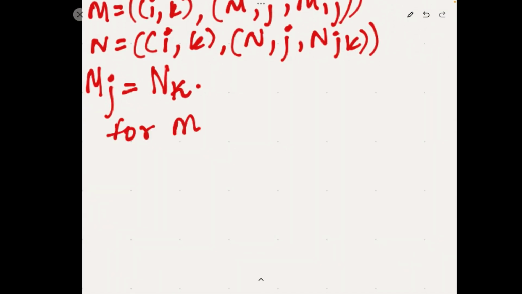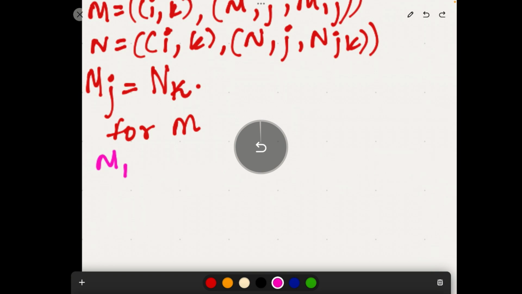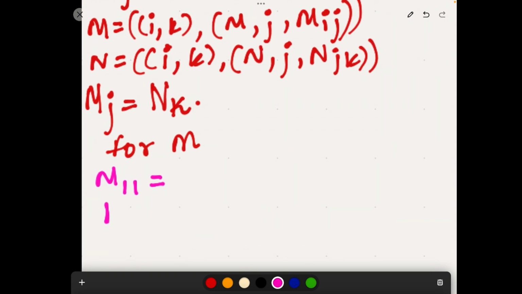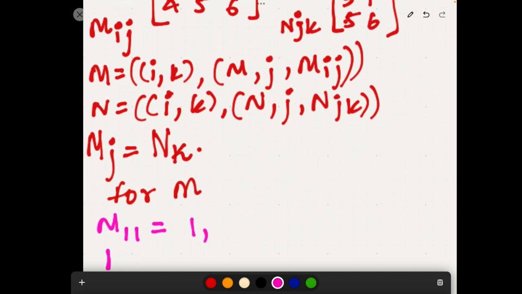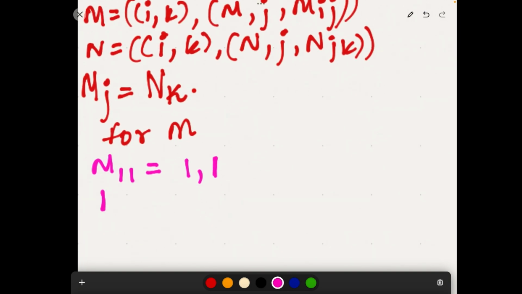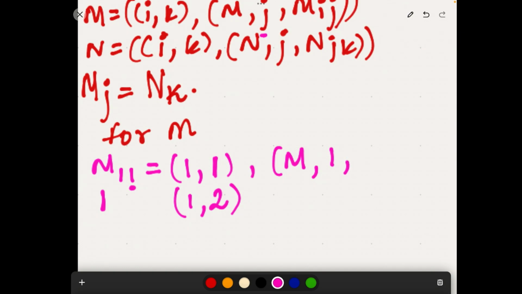So for M11, the value of it is equal to 1. Keeping this formula in mind, i is 1 and k is equal to the columns of N. So we have got two columns. So I'm going to write 1 over here for k equal to 1, and then for k equal to 2, the i value is going to be the same. Then this is M, the value of j is 1 over here, and M11 was 1. So this is the first tuple ready.